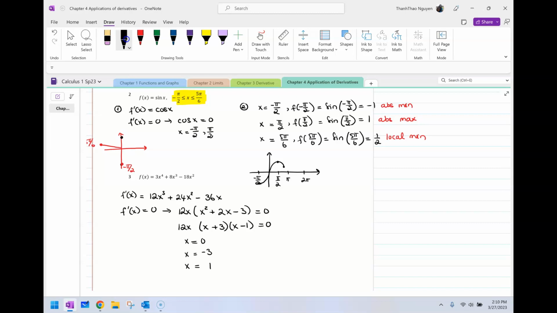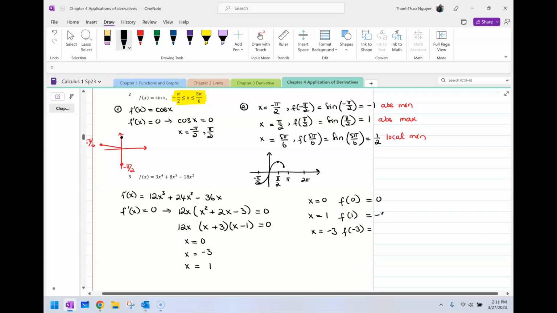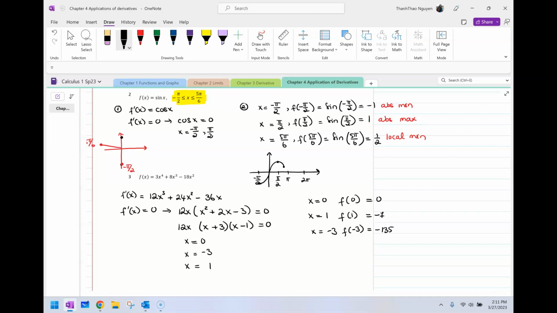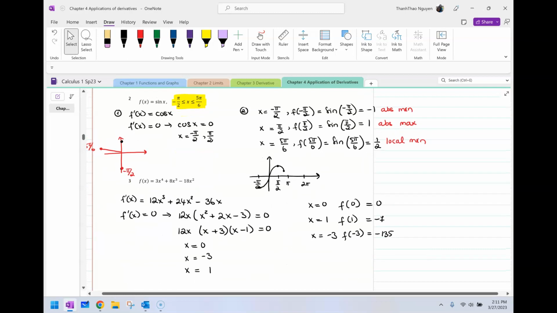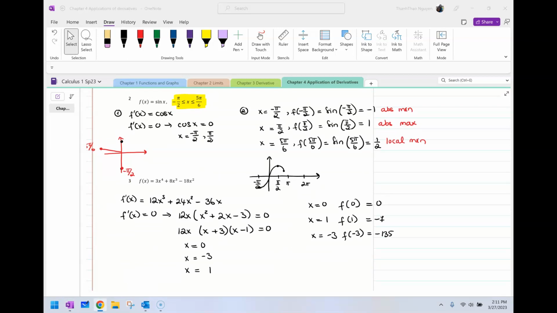So let's evaluate the function. When x equals 0, f of 0 equals 0. When x equals 1, f of 1 equals negative 7. When x equals -3, f of -3 equals, I'll go ahead and use the calculator, negative 135. Now it's time to decide whether we have a maximum, minimum, local min, or local max.